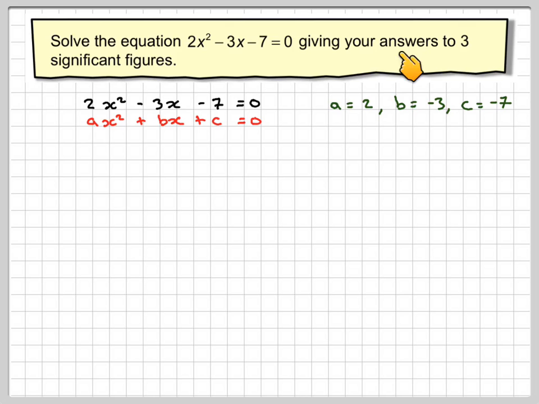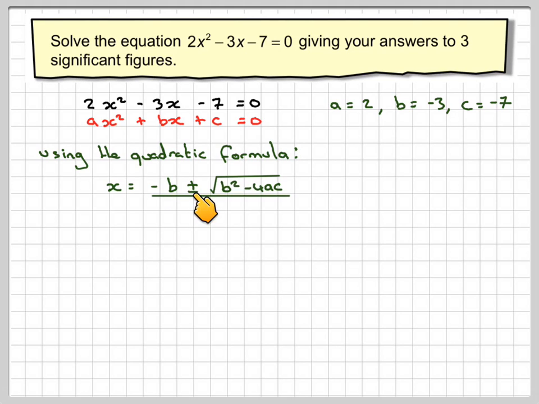And because we're being asked to give this to three significant figures, it suggests that we should be using the quadratic formula. The quadratic formula is this: x is equal to minus b plus or minus the square root of b squared minus 4ac, all over 2a. Right, so now substituting these numbers into this formula.